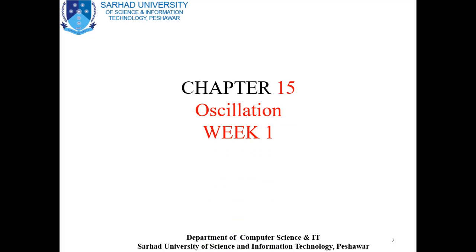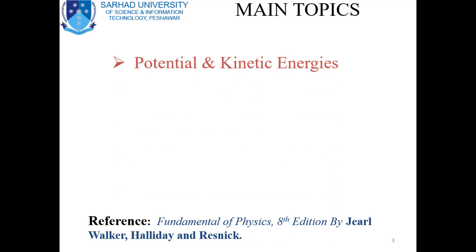In this lecture we will study the remaining part of oscillation, which is from chapter number 15 in the textbook. Our main topics will be potential energy and kinetic energy. As we developed the expressions for velocity and acceleration in our previous lecture, similarly, we have to develop the expressions for kinetic energy and potential energy, and sum them up to get the total energy of the simple harmonic oscillator.